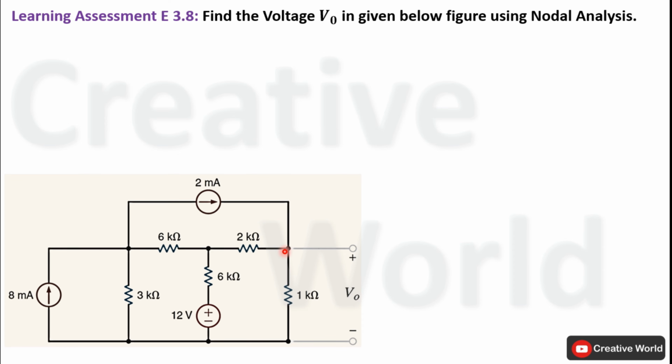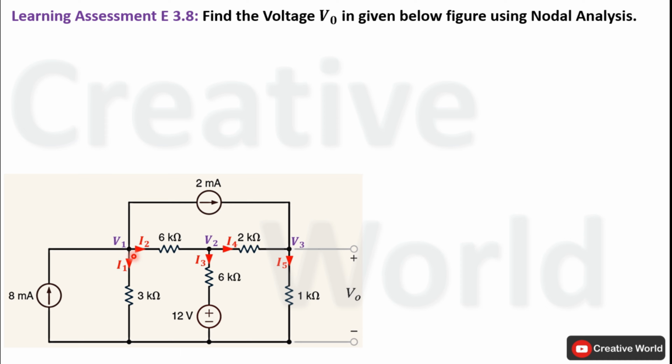In the second step, we have to label all node voltages. In this case, we have labeled this node voltage as V1, this node voltage as V2 and this node voltage as V3. In the third step, we have to assume and label all unknown branch currents along with their directions. In this scenario, we have assumed all these branch currents along with their directions, highlighted in red color.